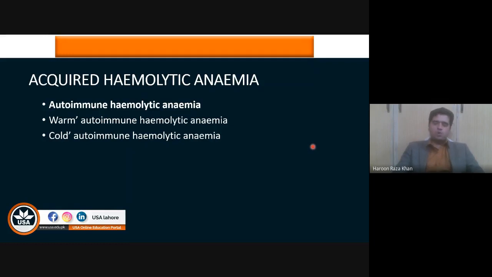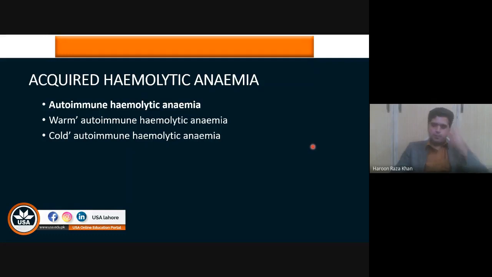So, how to manage this condition? Treatment is usually through treating the underlying condition. For example, I have told you there is infection by mycoplasma or Epstein-Barr virus. So treatment of this infectious organism may improve symptoms.